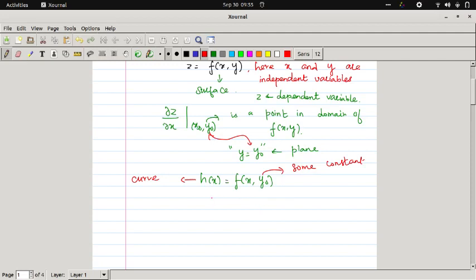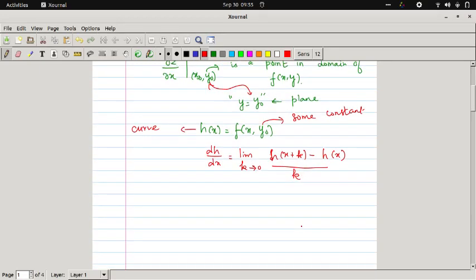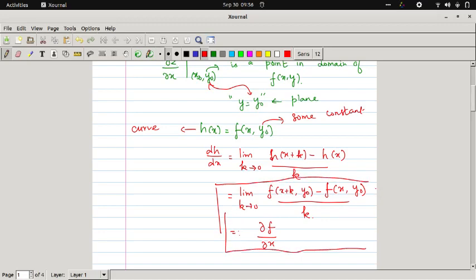I can easily find the derivative dh by dx, which is the limit as k tends to 0 of h of x plus k minus h of x, divided by k. What does h of x plus k mean? It is f of x plus k comma y naught minus f of x comma y naught, divided by k. So this is nothing but dou f by dou x. We define it this way; this is the partial derivative with respect to x.